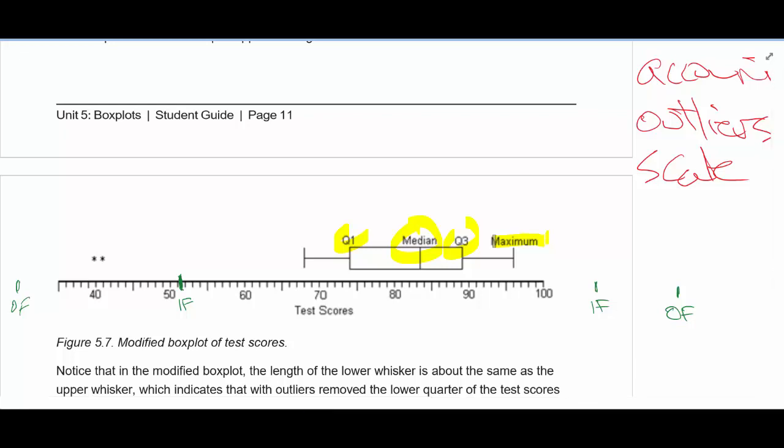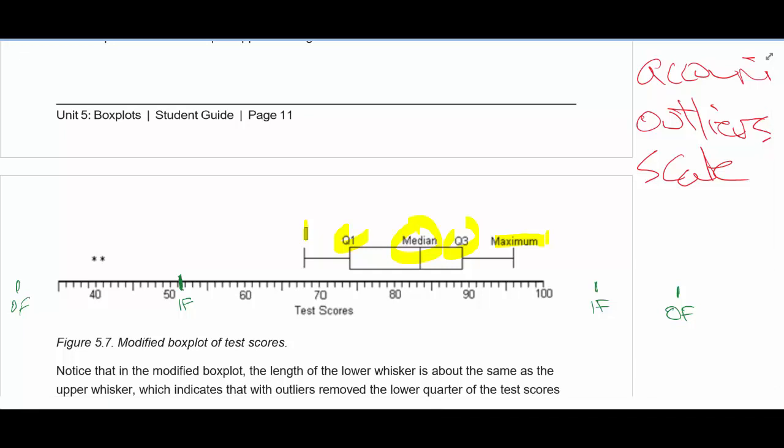However, for your lower whisker, what you're going to do is identify the smallest data value, which is between Q1 and the lower inner fence. The smallest data value between Q1 and the lower inner fence will get you the whisker down here, your lower whisker. That's going to be the smallest data value, not beyond the inner fence.